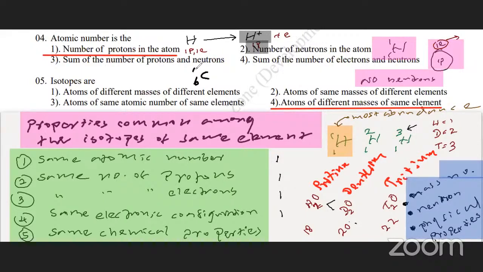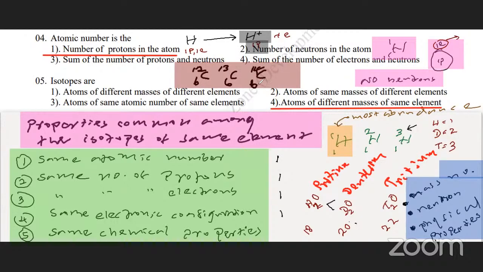C-12 is the most abundant isotope of carbon. C-12, C-13, C-14. So there are three isotopes. The third one, C-14, is called radioactive carbon. Of these three isotopes of carbon, the most abundant one is the first one, C-12. So for C-12, C-13, C-14, what is not constant to these isotopes?